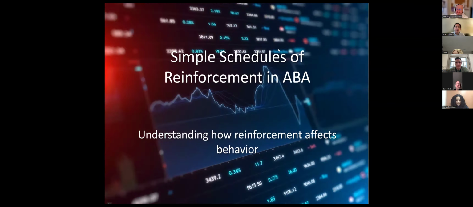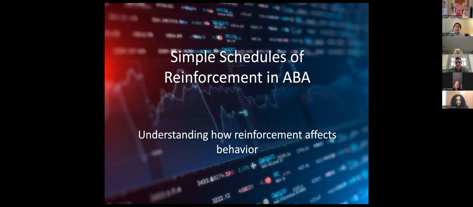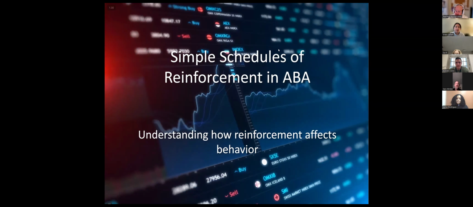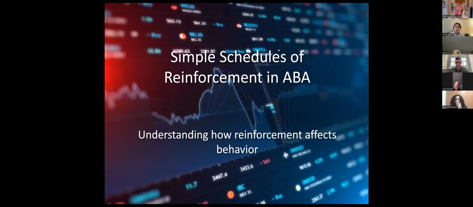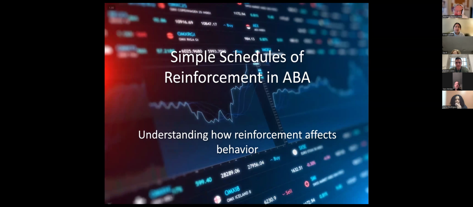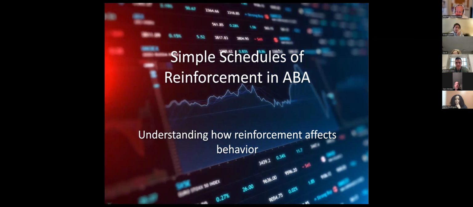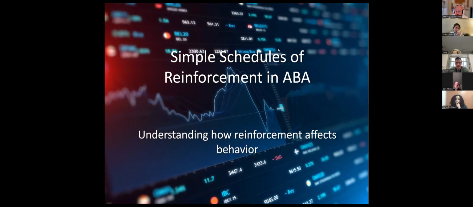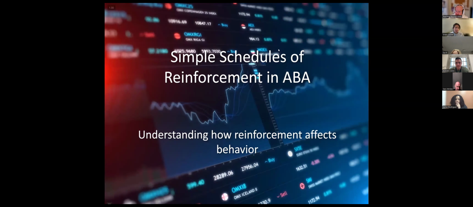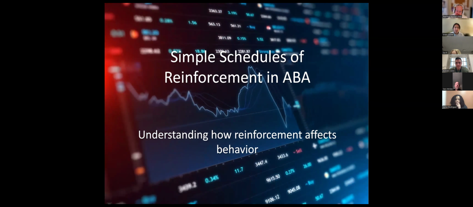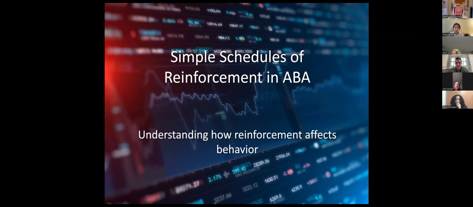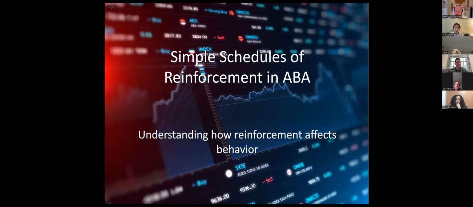We're going to be reviewing simple schedules of reinforcement in ABA. In other words, understanding how reinforcement affects behavior. And it's pretty interesting. When we reinforce behavior on different patterns, what we see is different rates of responding. And we want to use different reinforcing techniques when we're teaching, depending on what behavior we're teaching.